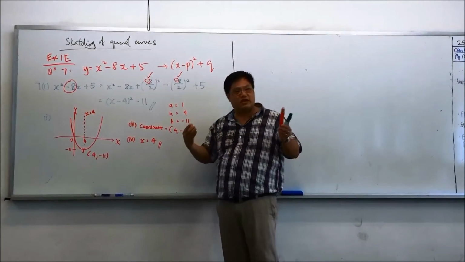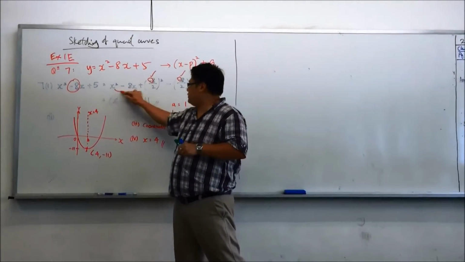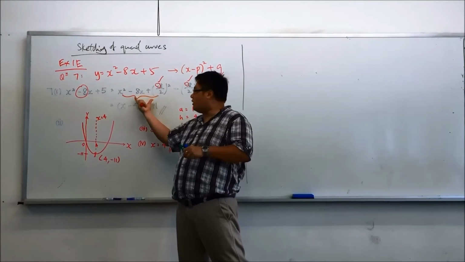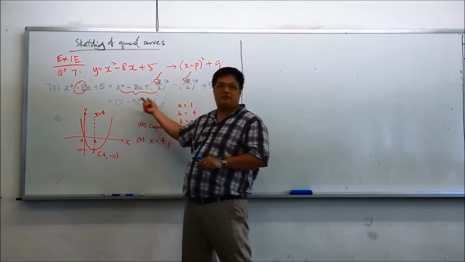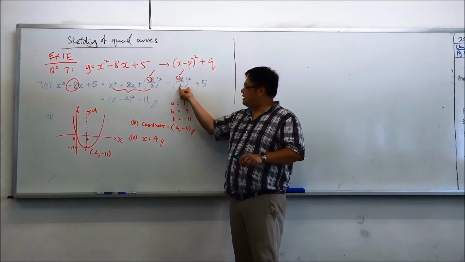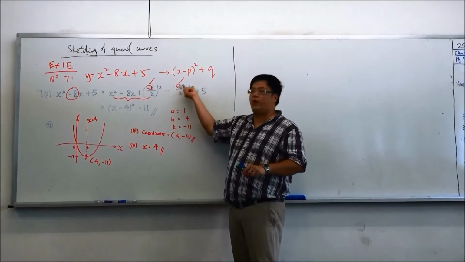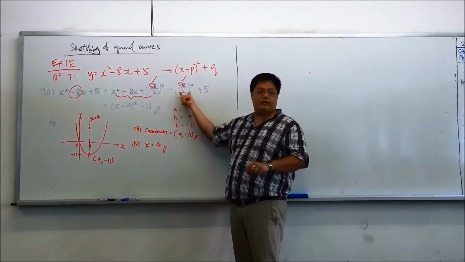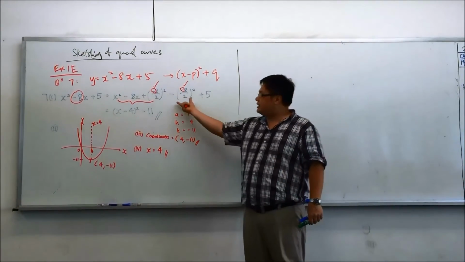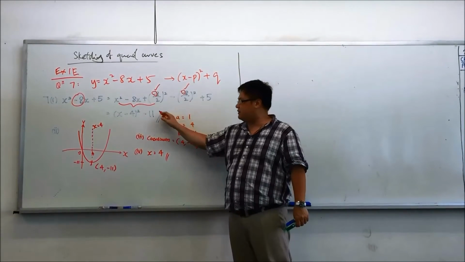Based on what she has learned from the previous lesson, which I've shared with you, these three terms will be collapsed into one perfect square. In this case it is (x minus 4) squared. This is actually negative 4, squared will be positive 16. Positive 16 times negative will actually give you negative 16. Negative 16 plus 5 is negative 11.